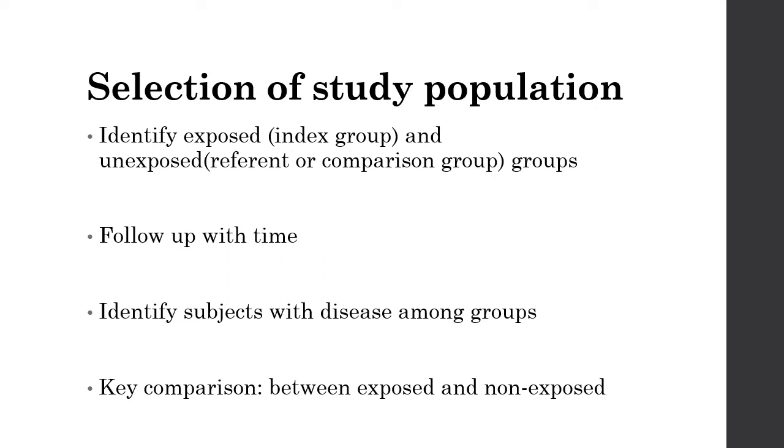So you identify later who are the subjects that got the disease among the exposed group and how many of those also got the disease of interest among those who are unexposed. But you have to remember that the key comparison where you start with in cohort study is between the exposed and the non-exposed, compared to case control study where the comparison is the diseased compared to the non-diseased. Can you see how it is the reverse? So this is cohort study.